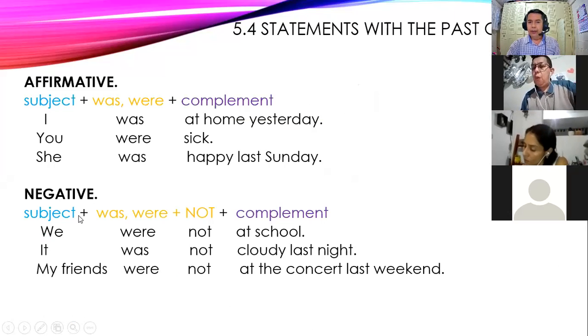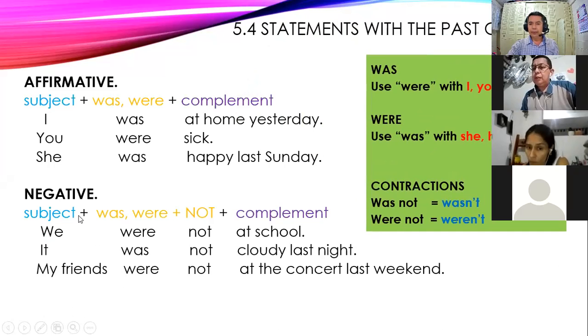I was, you were, she was. Okay, good. Now correction. Use were with I, you, we, and they. Use was with she, he, and it, right? Okay, thank you very much, Rolando.